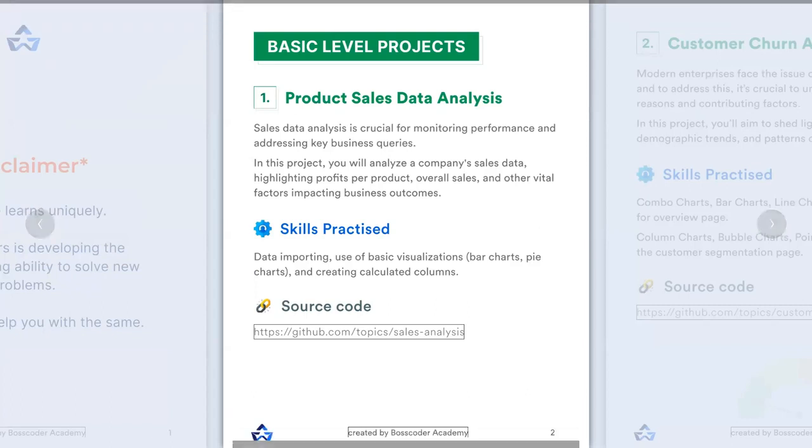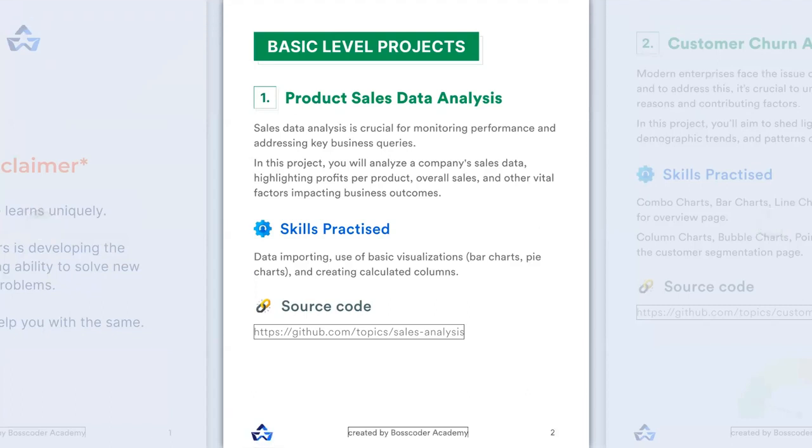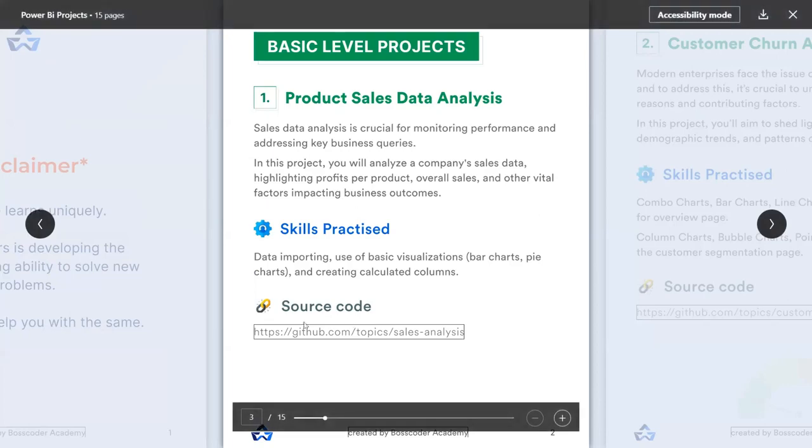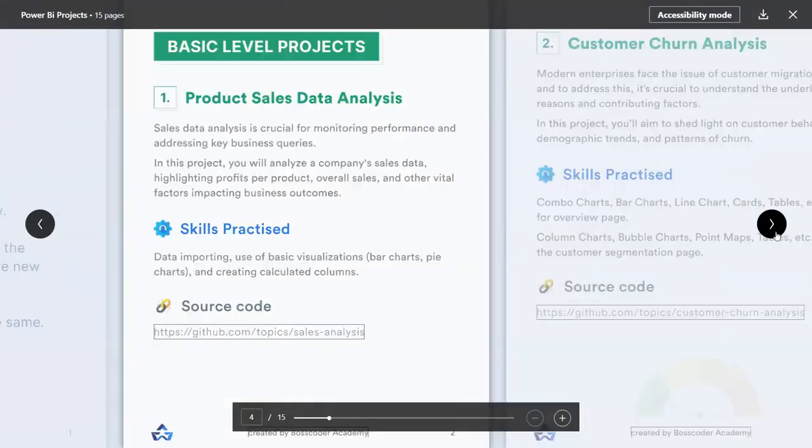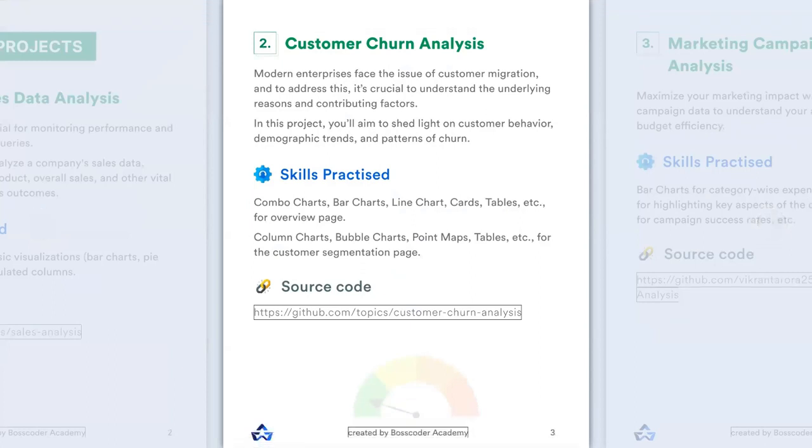If you're going with a company like Amazon, where they are selling products, or your focus is toward that domain, I would suggest you do this. They have mentioned the GitHub source also, and I will add it to the description section. Another is customer churn. Again, if you are in a business field where you sell products, or maybe Netflix, then customer churn is very important.